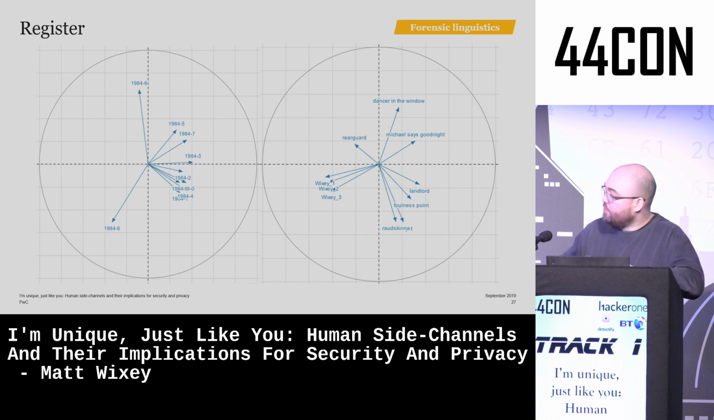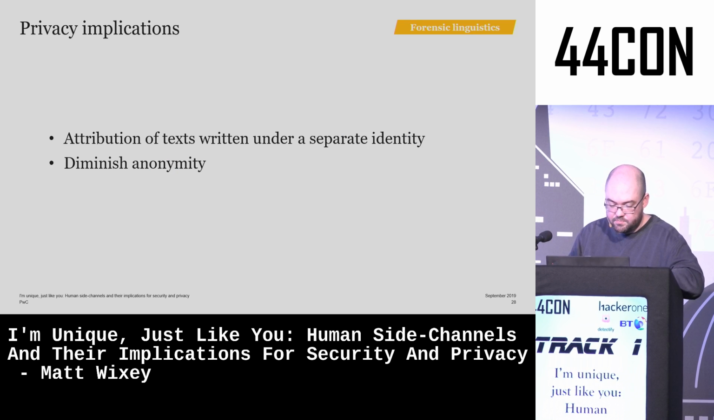And on the right-hand side, this is some of my writing, like short stories and stuff like that. And you can see on the left-hand side my blog articles grouped pretty close together on the bottom left. But everything else is spread all over the place. So it does depend what genre, what register you're writing in.